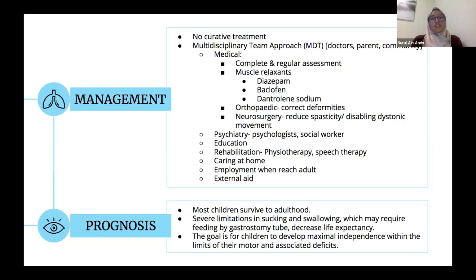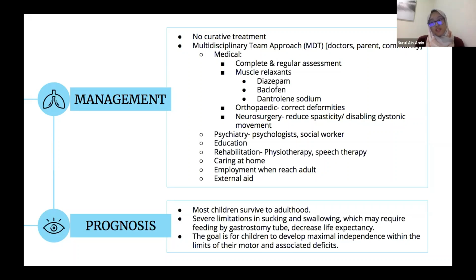From the psychiatry side, we can have the psychologists who work with them, and a social worker to talk with them if they have any problems and try to provide education for them. And also rehabilitation, we can have them go through physiotherapy and speech therapy, since we know they are known to have developmental delay. And then we can also teach the parents how to care for them at home, or even prepare an employment plan for them when they reach adulthood, or even external aid.